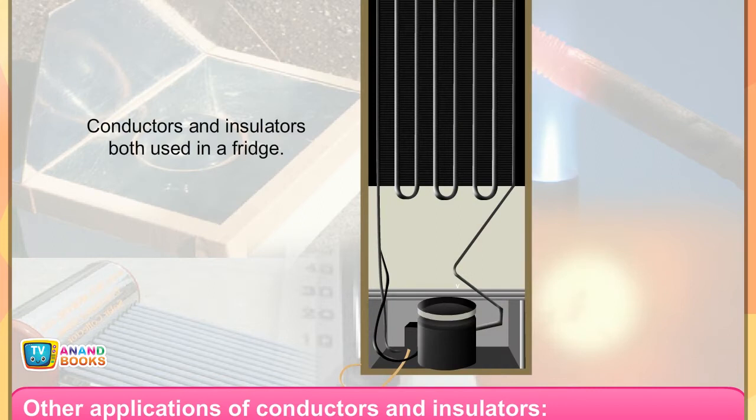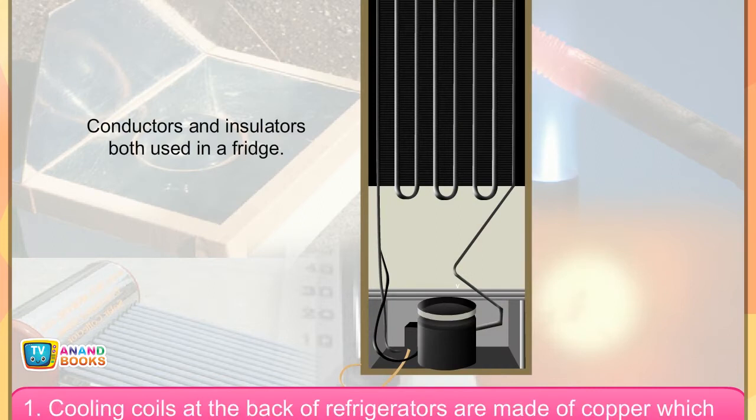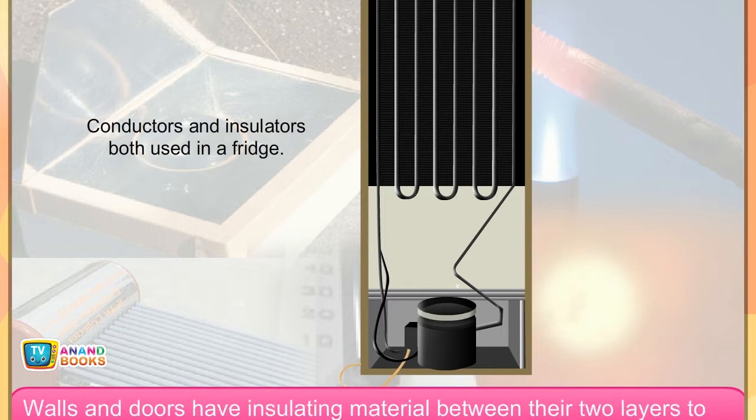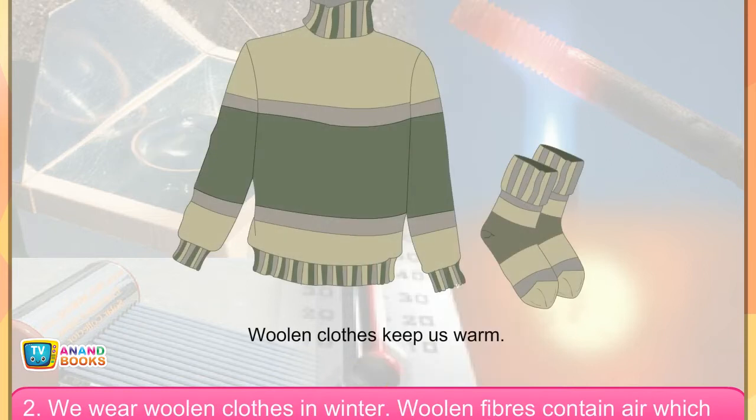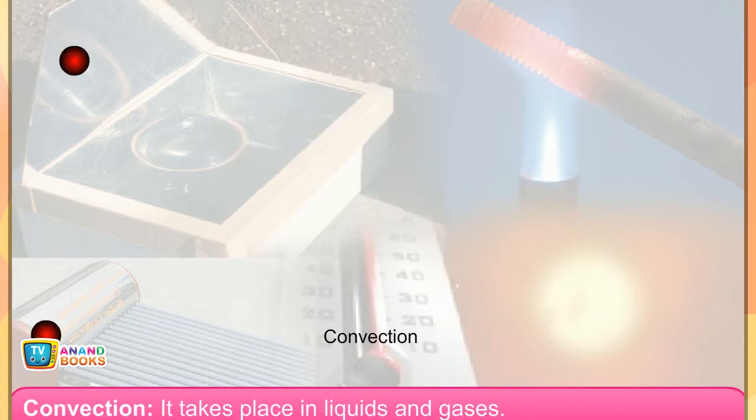Other applications of conductors and insulators. Number 1. Cooling coils at the back of refrigerators are made of copper, which conducts heat away easily. Walls and doors have insulating material between their 2 layers to prevent heat entering from the surroundings. Number 2. We wear woolen clothes in winter. Woolen fibers contain air which acts as an insulator and does not allow body heat to flow out.